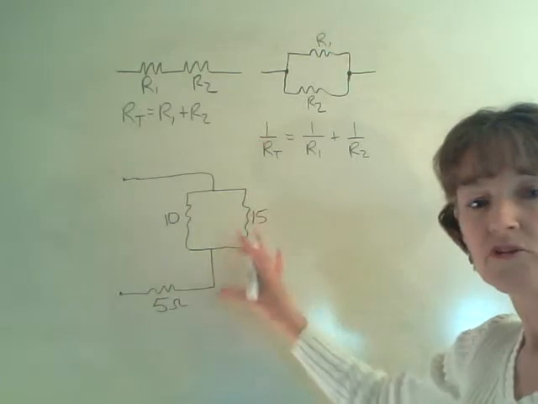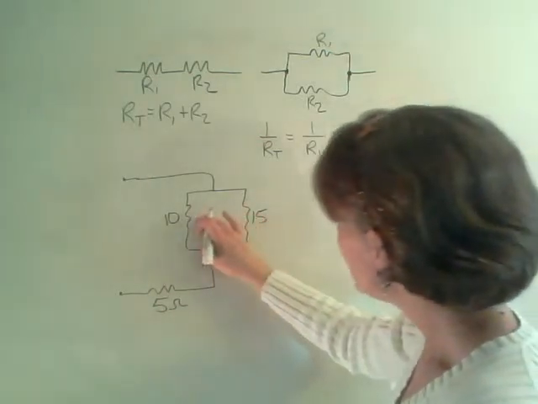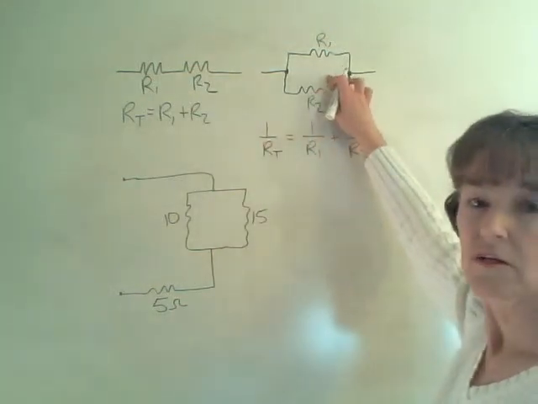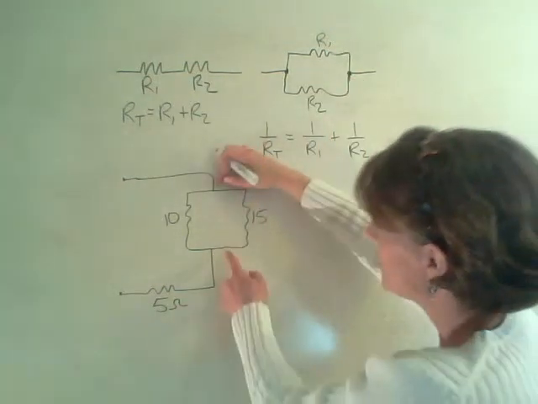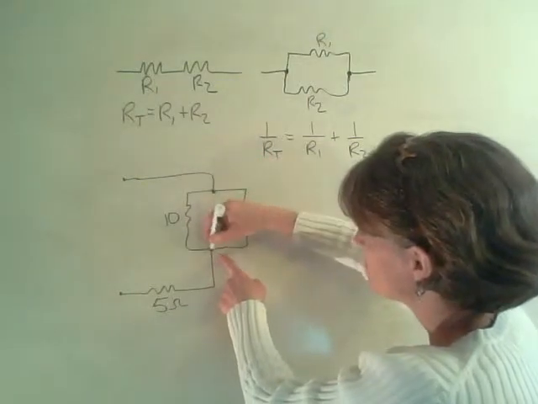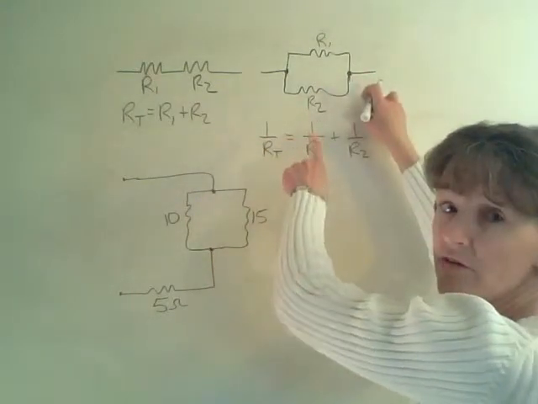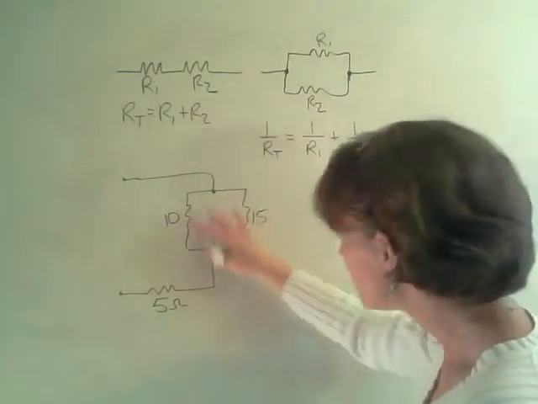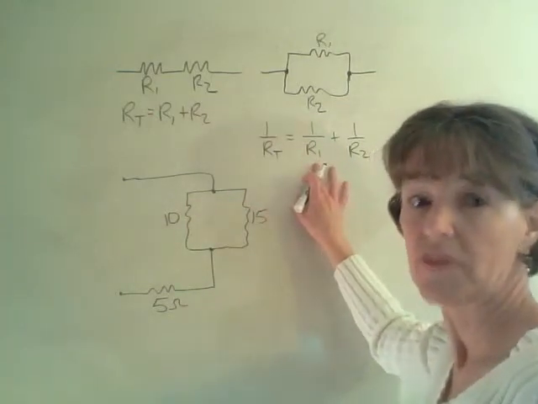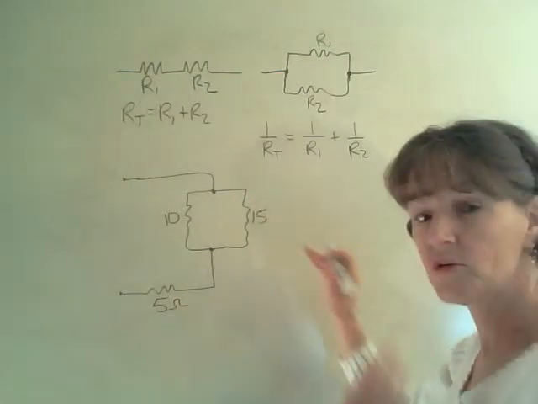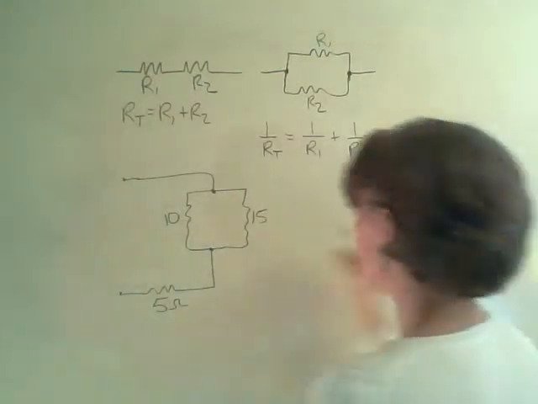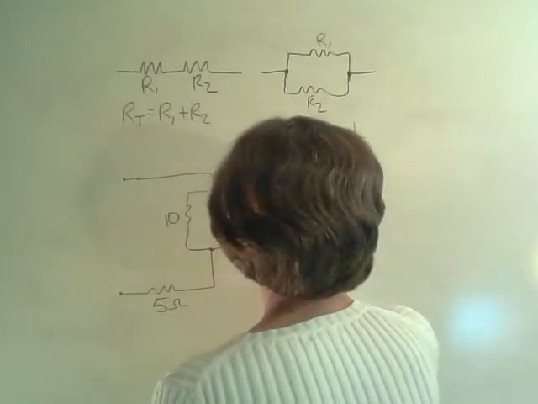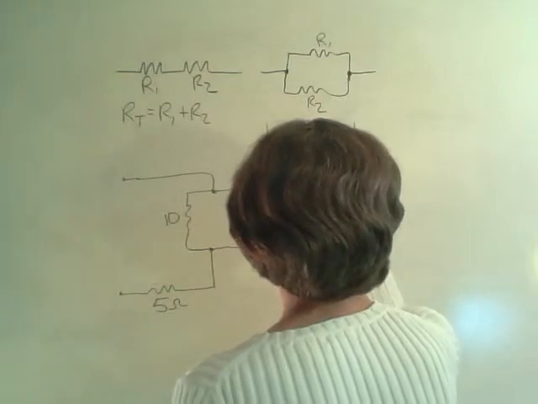Now when you look at this picture, these two look like this picture right here. The 10 and the 15 are connected at both ends, so they must be in parallel. That means I can figure out how much resistance I have just right here using this equation. And then I can replace these 2 with one resistor that's the same amount. So let's figure out what just the total for these 2 is. 1 over RT equals 1 over 10 plus 1 over 15.